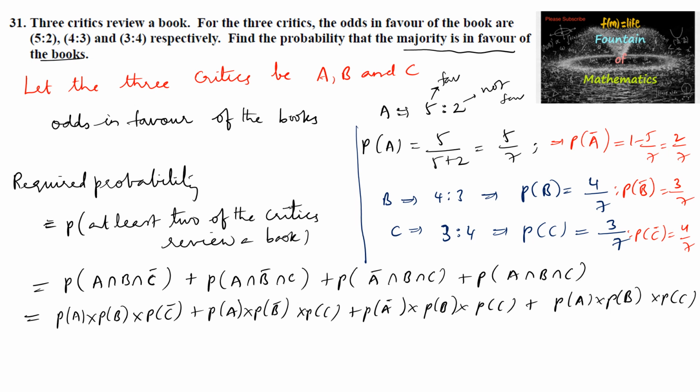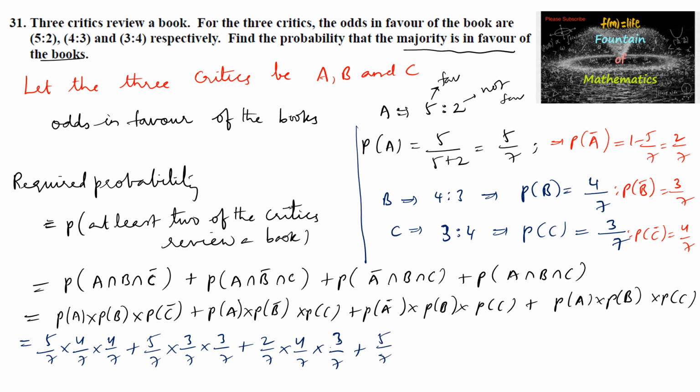So which is equal to P of A is 5 by 7 into P of B is 4 by 7 and P of C bar is 4 by 7, plus P of A is 5 by 7, P of B bar is 3 by 7 and P of C is 3 by 7, or P of A bar is 2 by 7 and 4 by 7 into 3 by 7, or all the three. P of A is 5 by 7 into 4 by 7 into 3 by 7.